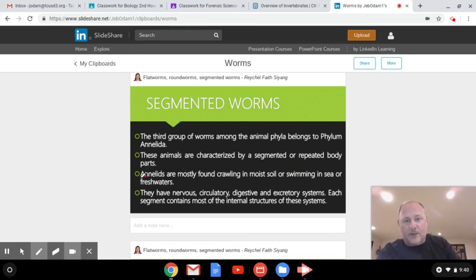This last slide here is very important. Okay, we keep talking about complexity. Look at the segmented worm here. Nervous system, first time we've seen that. Circulatory system, first time we've seen that. Digestive system, first time we've seen that. Excretory systems, first time we've seen that. Okay, we start to see the beginning of hearts. We start to see the beginnings of kidneys. We start to see the beginning of the spinal cord. We start to see the beginning of the brain.